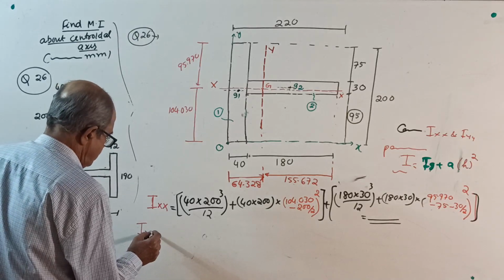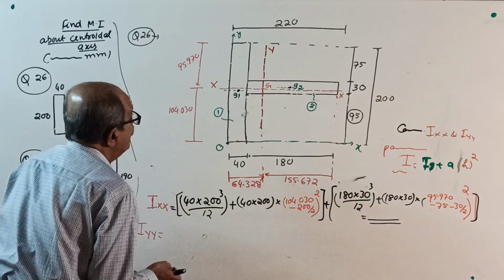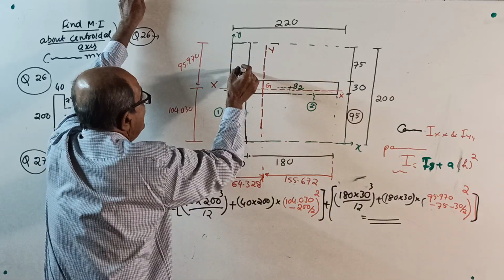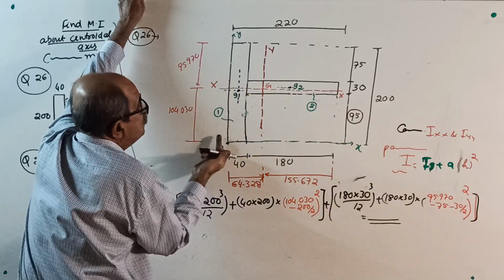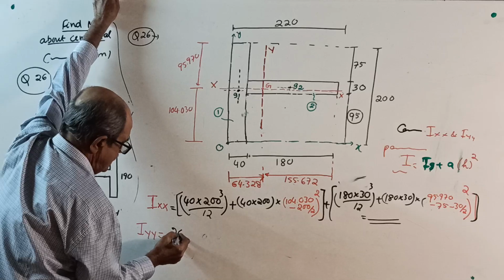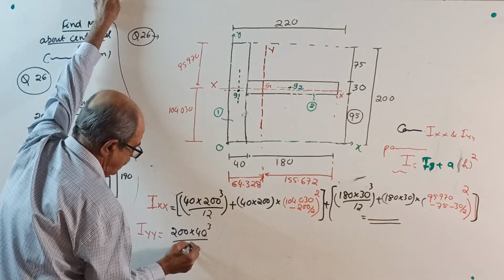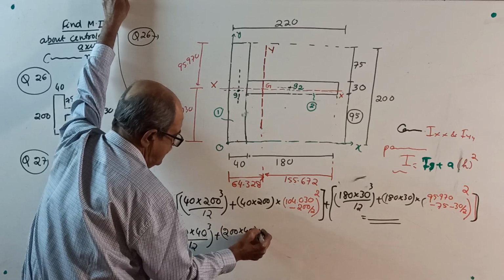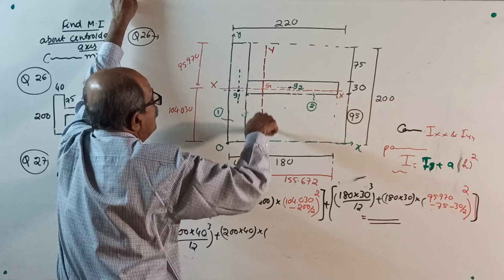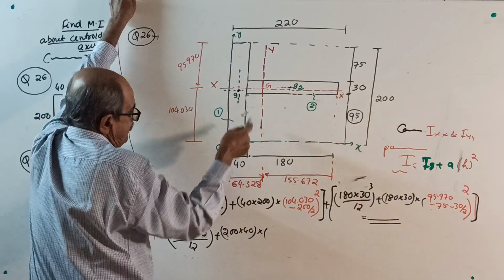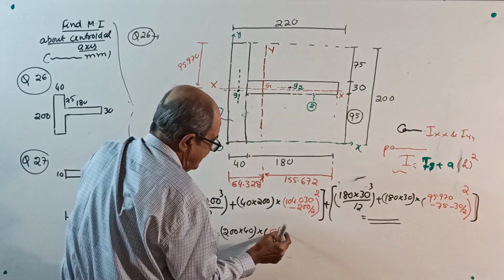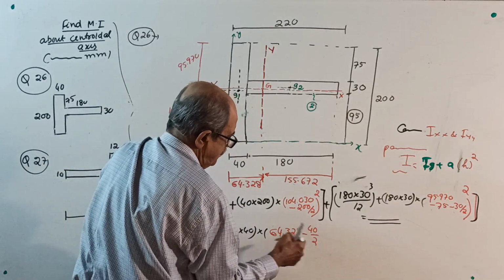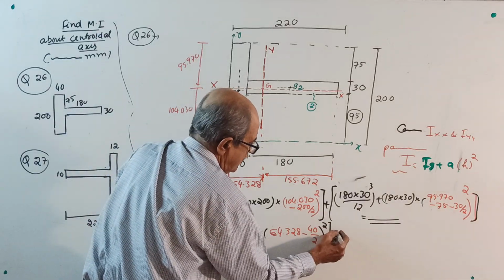I about YY. Start. YY we want. Come to G1. The axis passing through G1 parallel to YY is here. 200 into 40 cube by 12 is I_G, plus area: 200 into 40 is the area, into the distance from centroid G1 to YY, this distance square, which is 64.328. From that, subtract half of 40, 40 by 2 whole square. Over. Come to the second part.